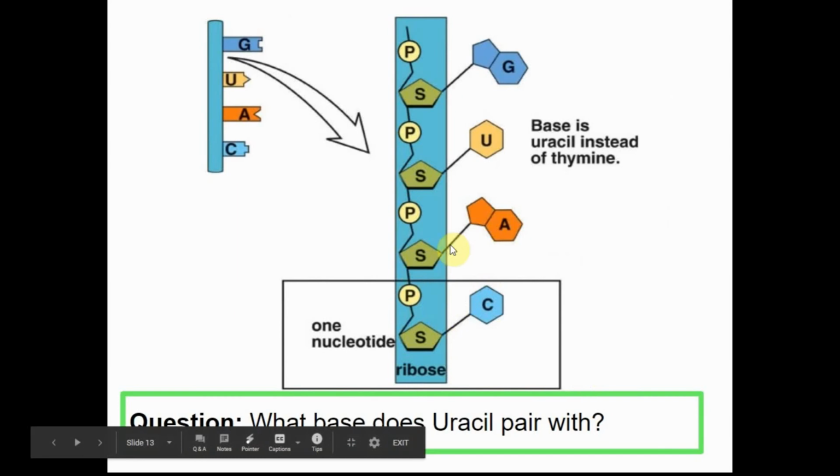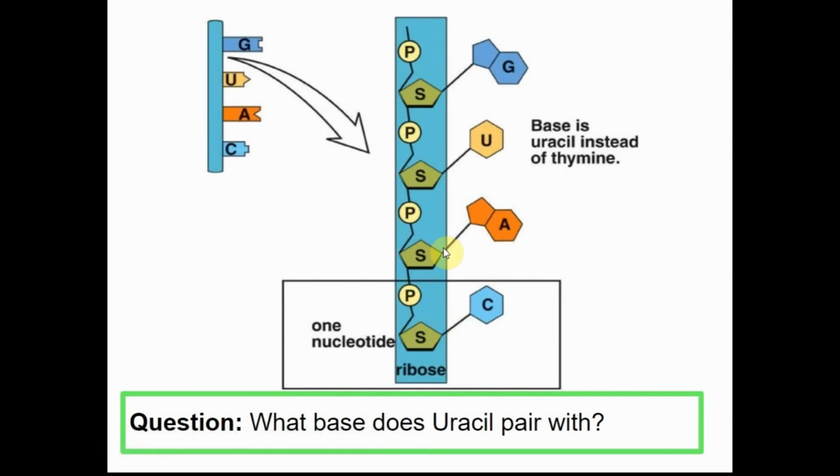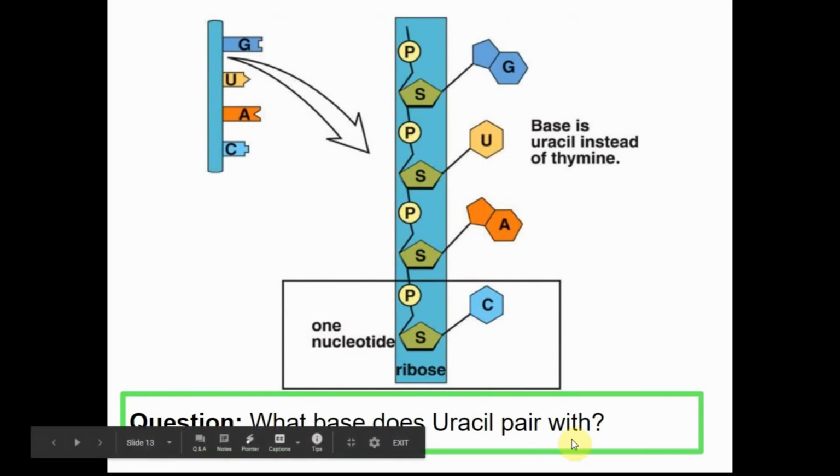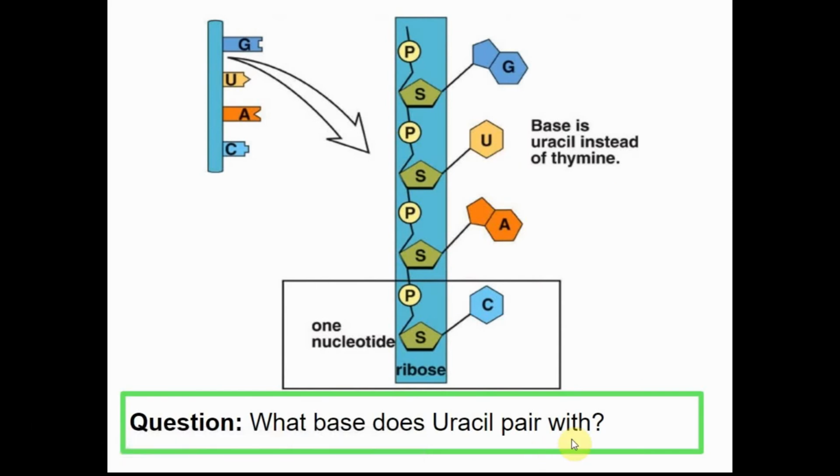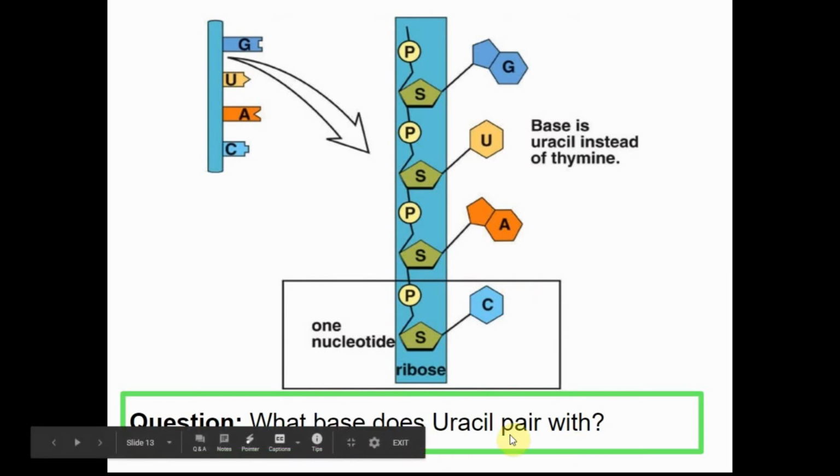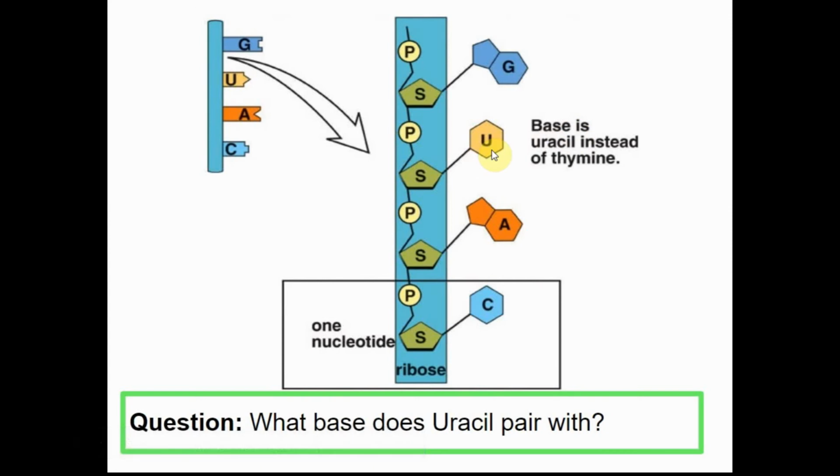Now this is a short mRNA molecule, and notice that it has the base uracil instead of thymine. Since uracil is filling the same role in RNA as thymine does in DNA, if we were asked what base uracil pairs with, it's going to pair with adenine since it's doing thymine's job.